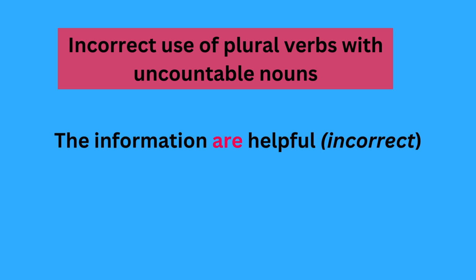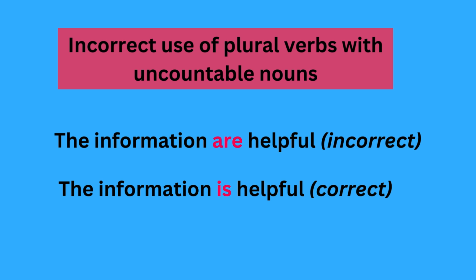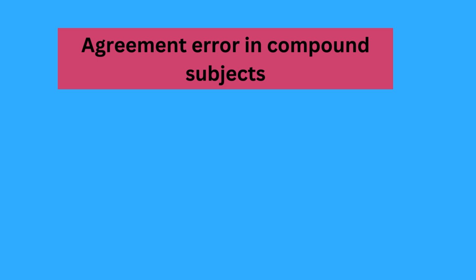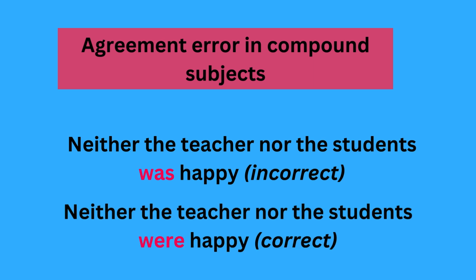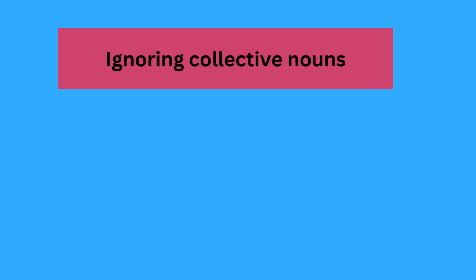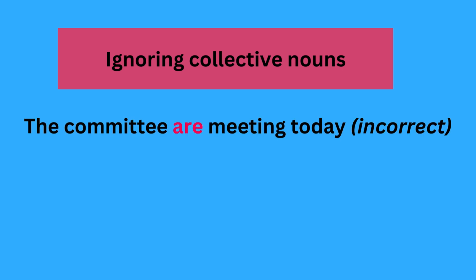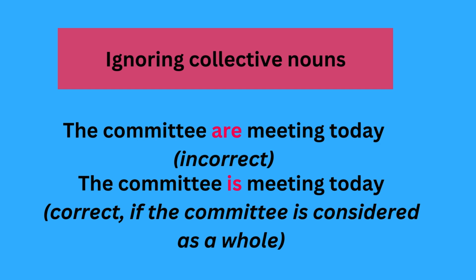Incorrect. The information are helpful. Correct. The information is helpful. Incorrect. Neither the teacher nor the students was happy. Correct. Neither the teacher nor the students were happy. Incorrect. The committee are meeting today. Correct. The committee is meeting today.